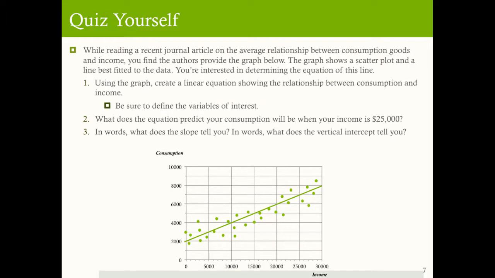Quiz yourself. So this is the same exact scenario, except the graph's different. So use the graph to create a linear equation showing the relationship between consumption and income. Make sure you define those variables of interest, because we're not just working with X and Y anymore. What does the equation predict the consumption will be if income is 25,000?